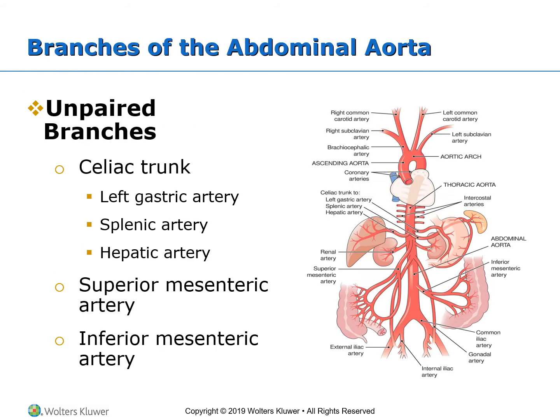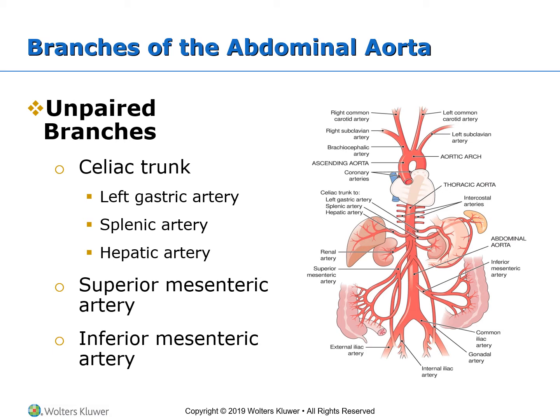We are getting lower, we are passing inside the abdominal cavity, and now we are discussing the abdominal aorta. For the abdominal aorta, we have two categories of branches. We have those that are called unpaired, a singleton branch, and we have those that are paired, and we will discuss them separately.